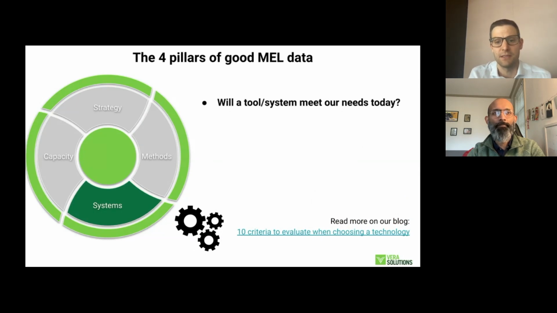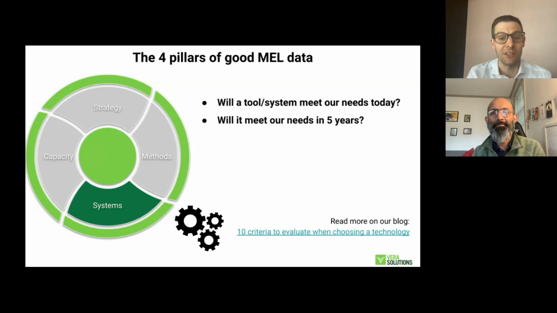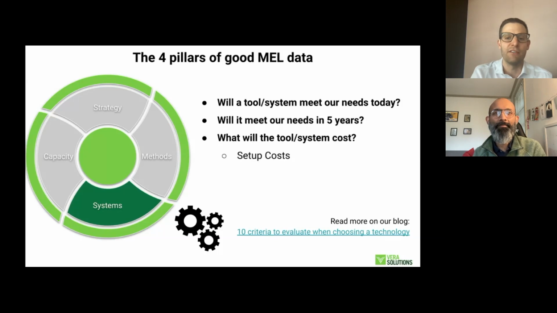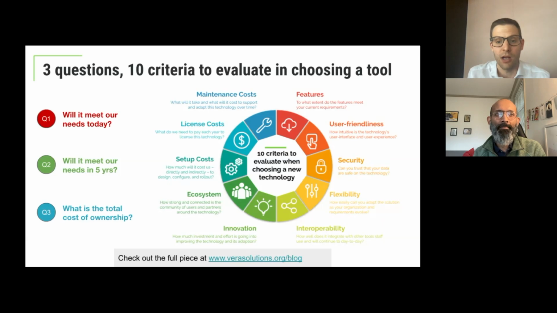We spent a lot of time talking about systems today. The questions are, is it going to meet our needs today? Is it going to meet our needs in 5 years? And what is it going to cost, right? And we have a little framework that we use for breaking that down, which again, you can check out on the Vera Solutions blog. And so these are the 10 criteria to evaluate in choosing a tool or technology.